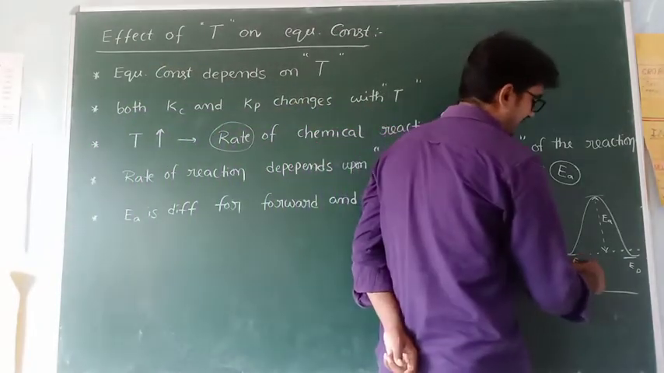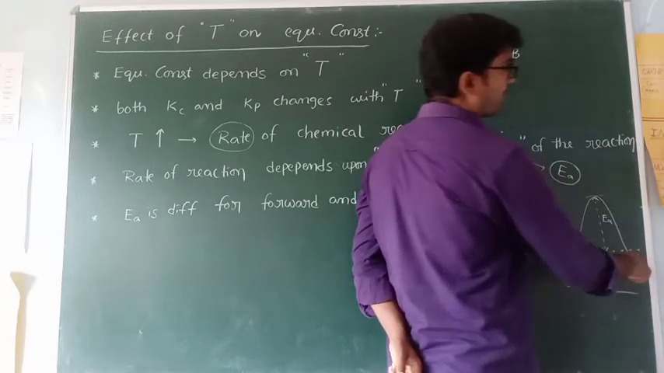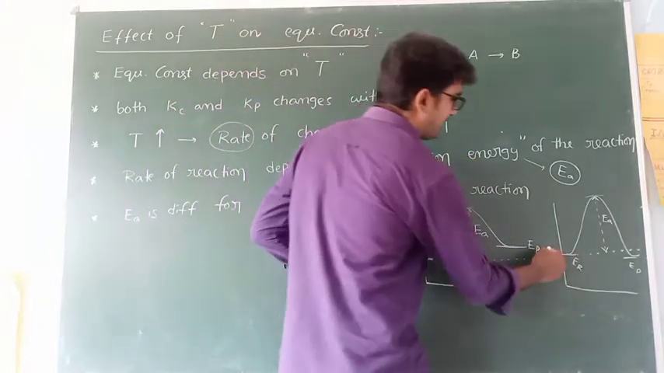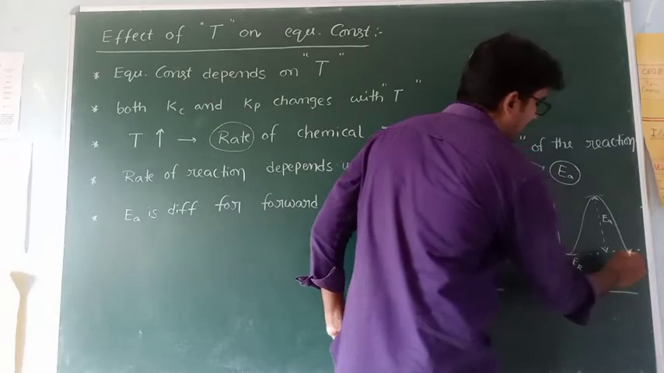Here, in this reaction, the energy of the reactants is greater than the energy of the products. For example, the energy of the reactants is 100 kilocalorie, but now the energy of the products is only 90 kilocalorie.